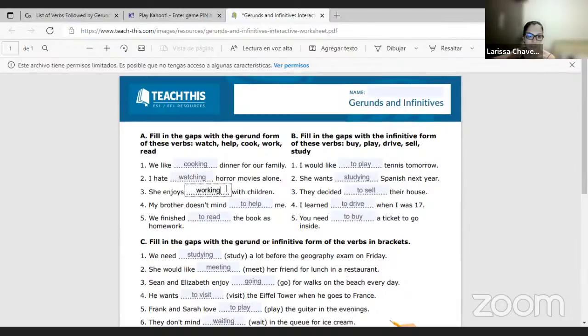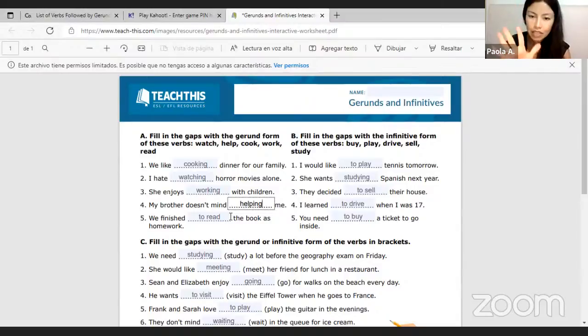She enjoys working with children. Yes, correct. My brother doesn't mind helping me. This one is also helping. Actually, the 5 sentences are filled with gerund. Now, if you fill the gaps with gerund. And let's read the last sentence, please. Number 5, please.